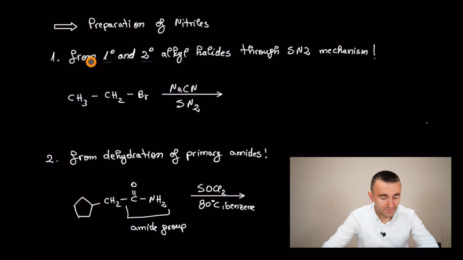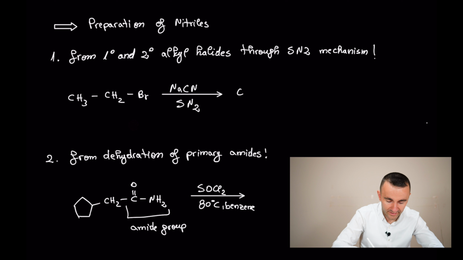We can prepare nitriles from primary or secondary alkyl halides through SN2 mechanism. Like in this case we have a primary halide, treat that with sodium cyanide and you're going to get a nitrile.